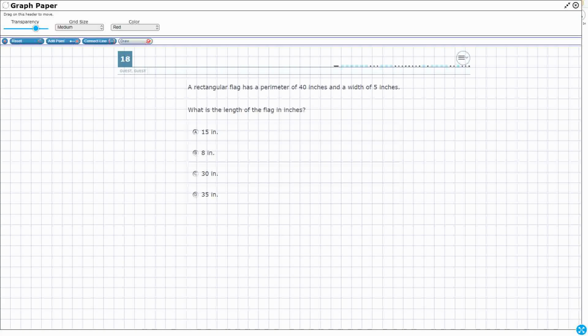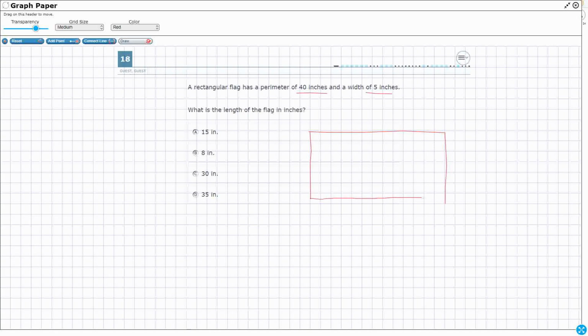All right, so we have a rectangular flag with a perimeter of 40 and a width of 5. So what is the length? Let's just say that we are going to draw a rectangle here, and let's say this is our flag. It says it has a perimeter of 40 and a width of 5. So I'm going to put 5 on the side length, and I'll make that 5 inches.